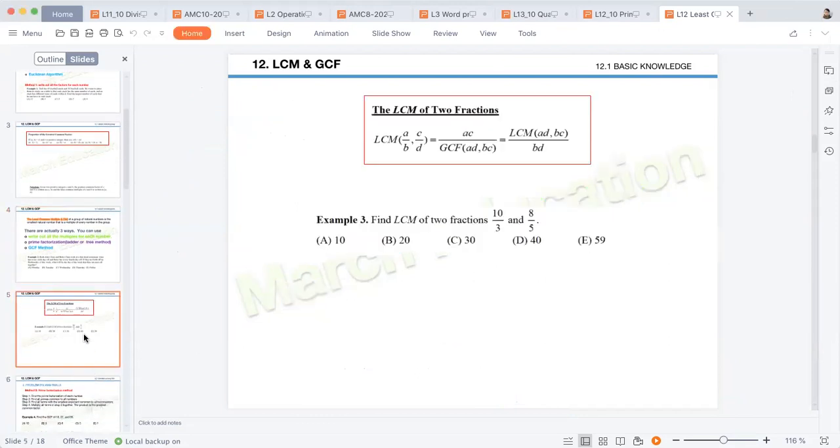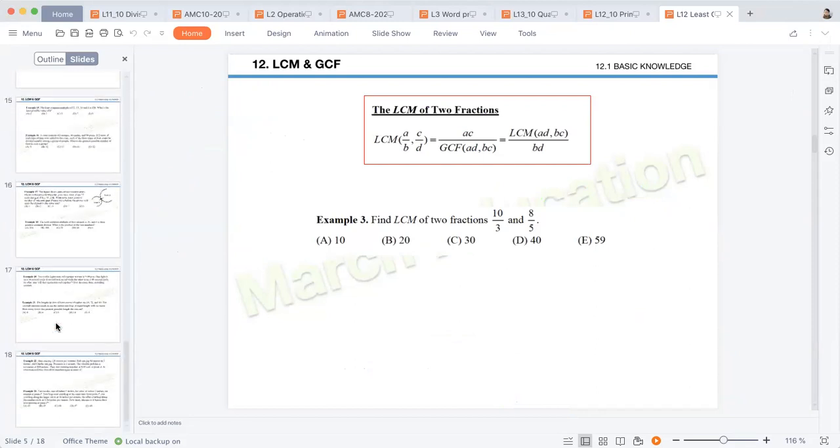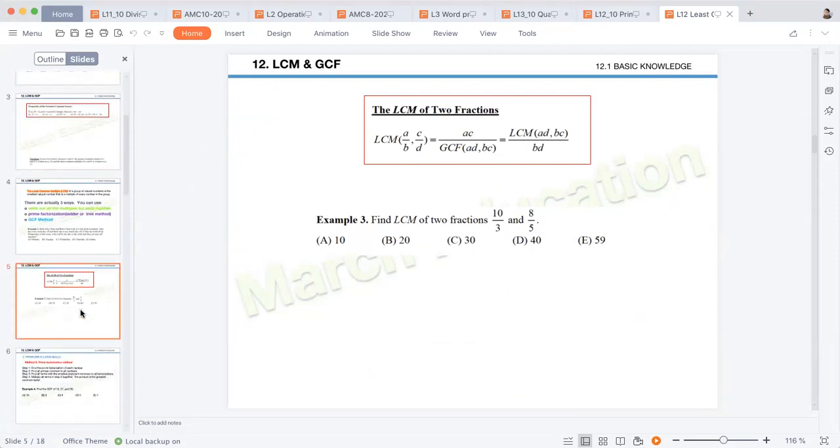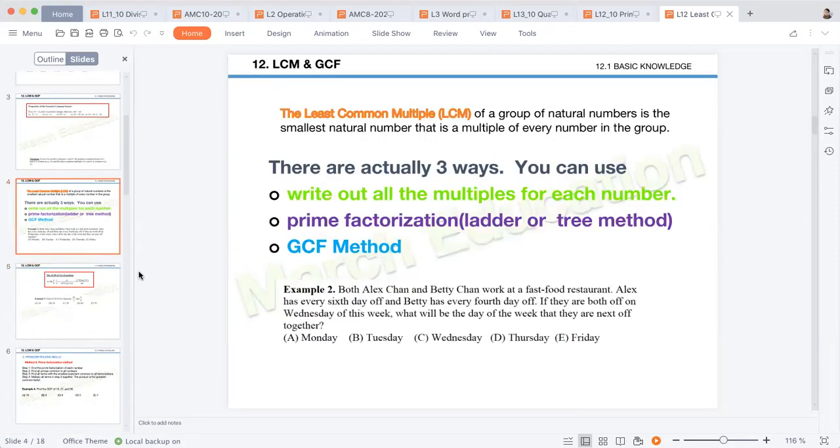Okay, so what is the GCF method? Let me check. Okay, so we have a GCF method to calculate this page. I have a GCF method, it's a special method. I just inserted a page.